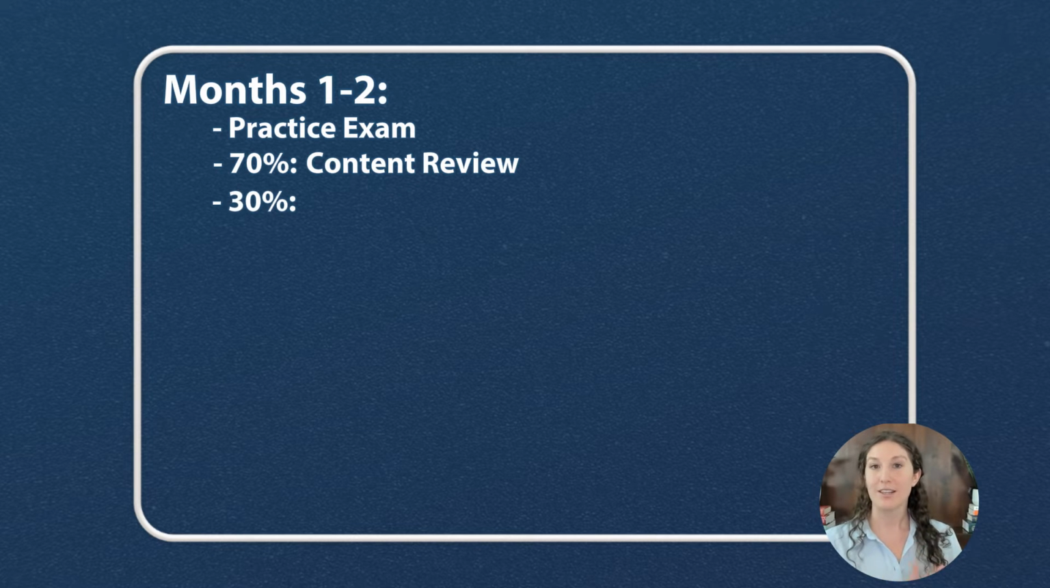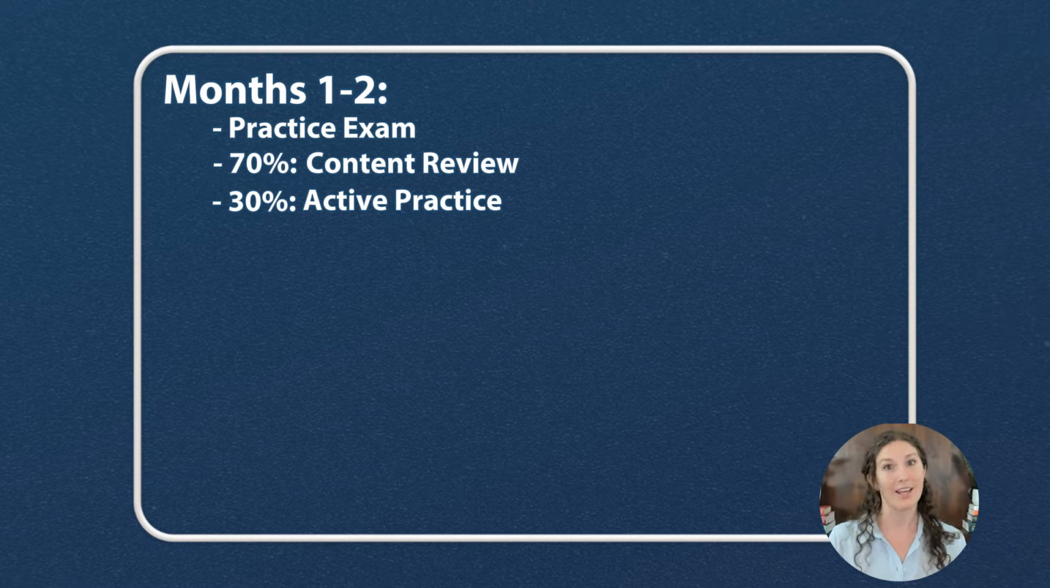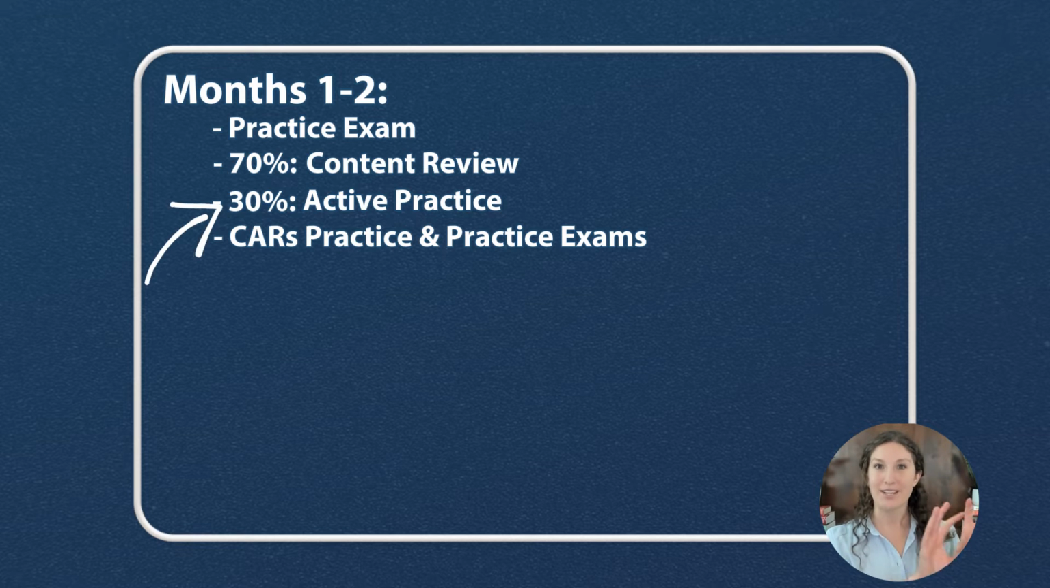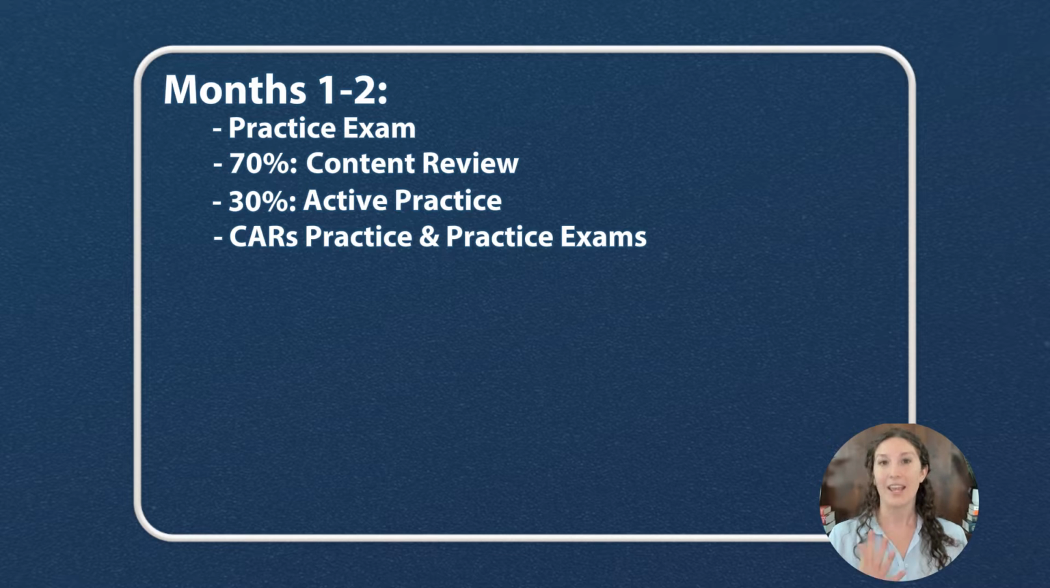The remaining 30% of the time is on active practice on topics that they feel better about but just need to apply, and/or CARS practice and practice exams. So that 30% of the time is spent doing active practice on things that feel more comfortable for that student, and the CARS section, which really you can only improve through active practice, and then those 70% of hours are spent on the content review, whether watching videos or books, whatever modality works for that student.